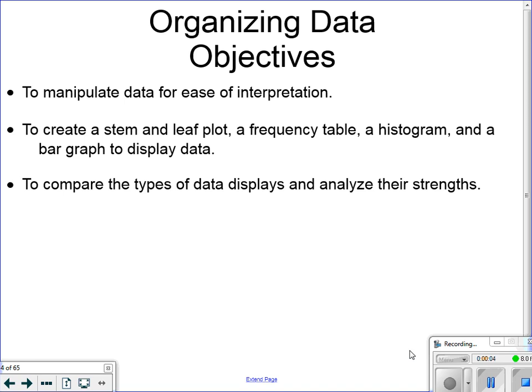Today's lesson we are going to talk about organizing data. So our goals here are just to manipulate the data for ease of interpretation. We want to create a stem and leaf plot, a frequency table, a histogram, and a bar graph to display data. And we also want to compare the types of data displays and analyze their strengths.